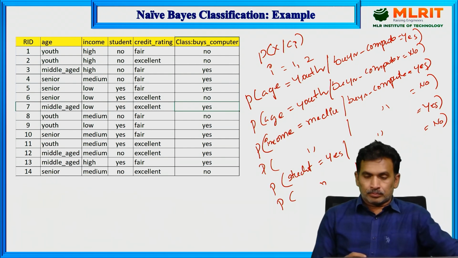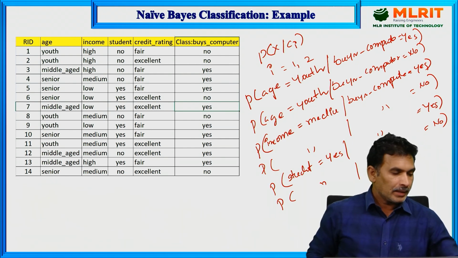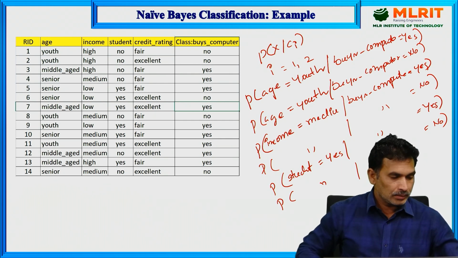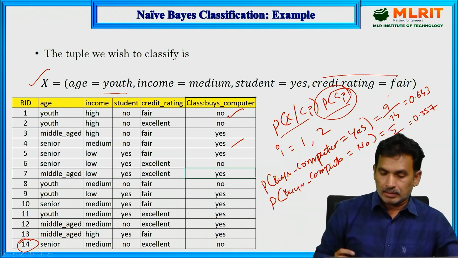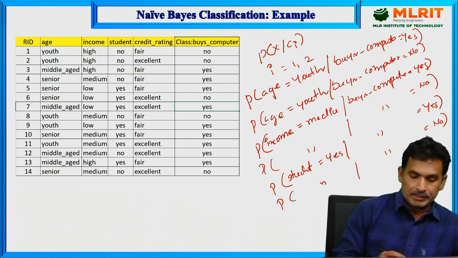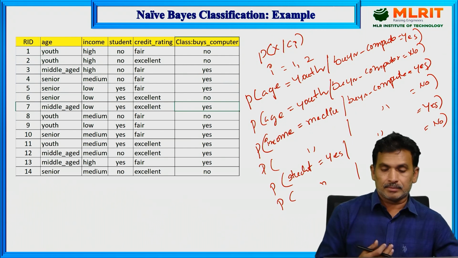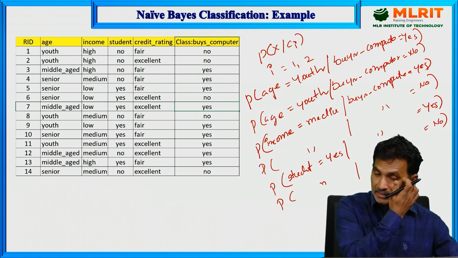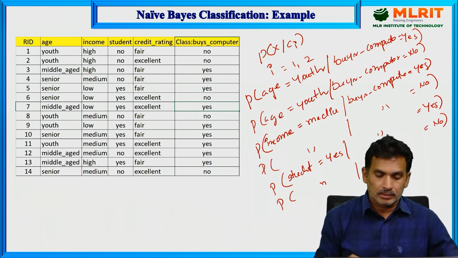So then we have to apply this for the student and also the credit rating. I think we have the rating also, another attribute rating. So we will also write the probabilities. We have to calculate the probability of rating is fair given the Bayes computer is yes, probability of rating equal to fair given the Bayes computer is no. So we have to calculate all these probabilities, posterior probabilities.